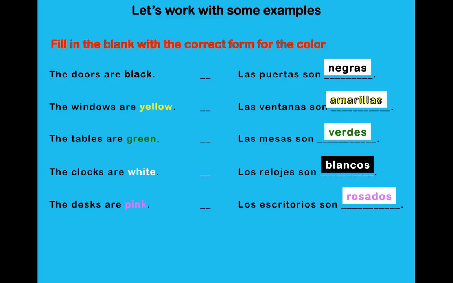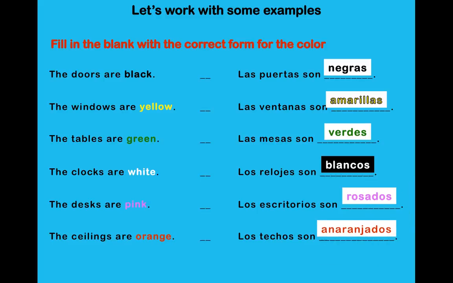The ceilings are orange. Los techos son. What's the correct form for orange? Yes, correct. Anaranjados.